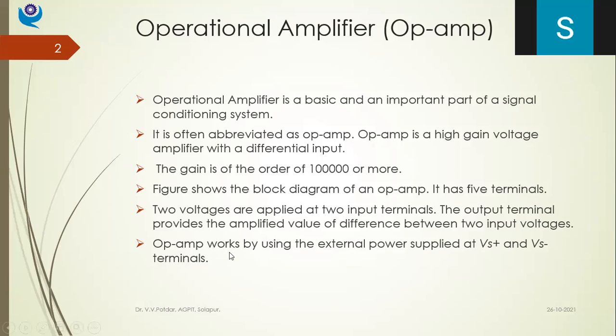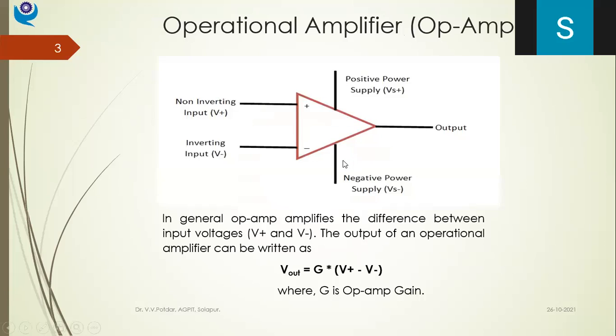Op-amp works by using the external power supplied at the Vs positive and Vs negative terminals. That's what we are seeing. This is the supply voltage. In general, op-amp amplifies the difference between the left-hand side input voltages, V plus and V minus. The output of an op-amp can be written as V output equals G into V non-inverting minus V inverting, that is V plus minus V minus, where G is the gain of an op-amp, which will be very high.